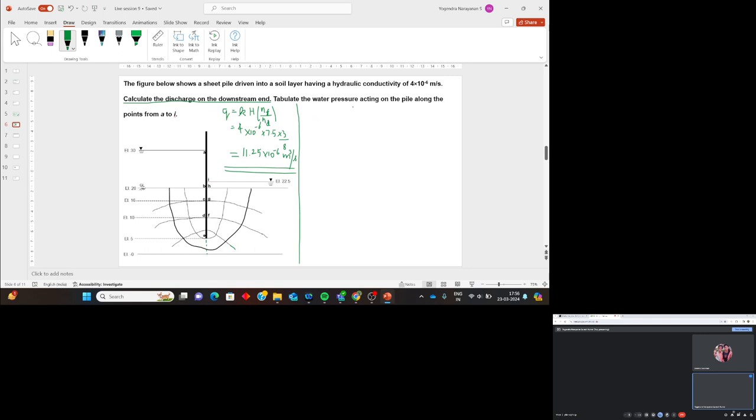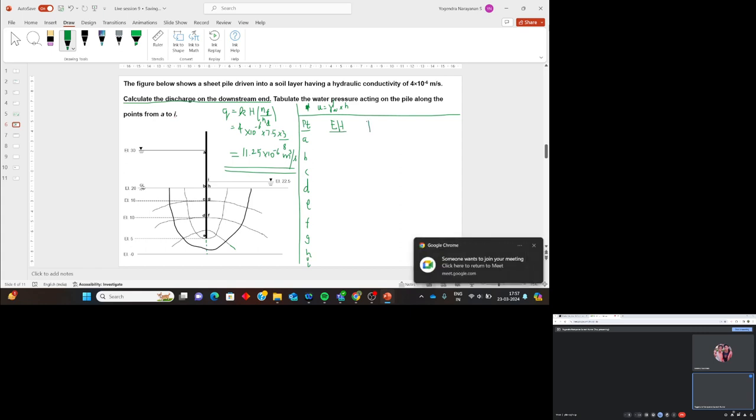So how will you calculate water pressure? You remember last week we solved one problem. Water pressure is gamma W into pressure head, right? Yes, sir. Now you have to calculate pressure head at every point. So how will you do it? Now just tabulate everything. Points A, B, C, D, E, F, G, H, I. And this is the elevation head of each point. This is the total head.